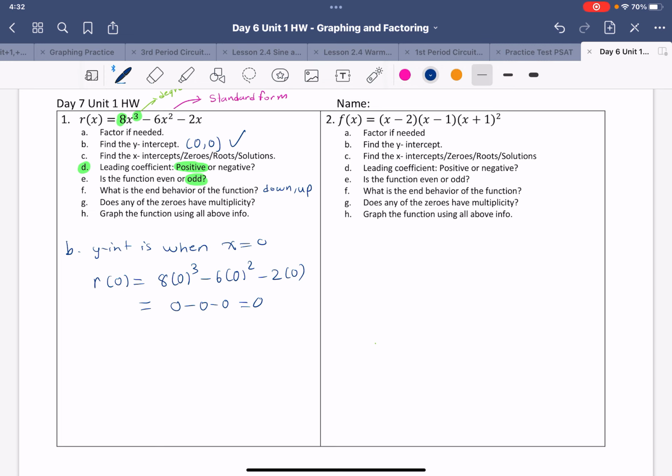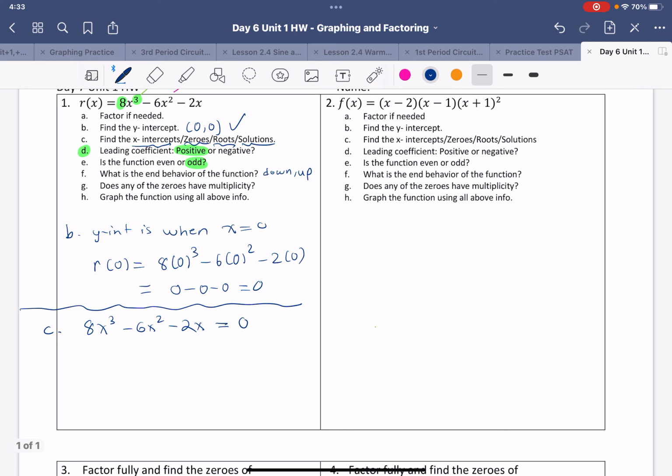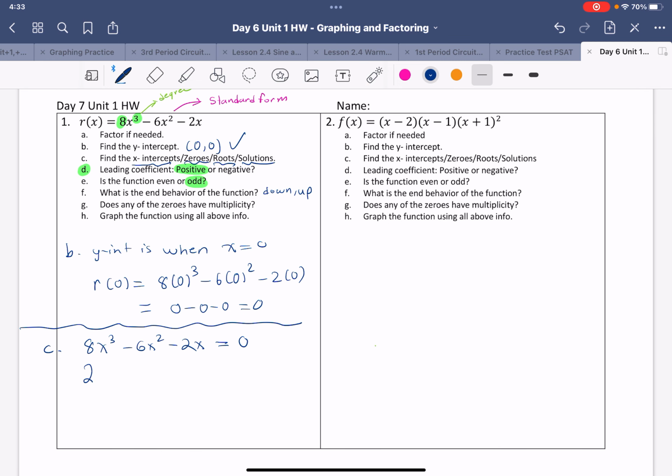So let's take 8x cubed minus 6x squared minus 2x. And we're going to set this equal to 0. The reason why we're setting it equal to 0 is because your y value is 0 when you're looking for your x-intercepts. And don't forget, x-intercept is the same thing as zeros, roots, or solutions. So when I look at a factoring problem, I always try to find the GCF. So 8, 6, and 2 are all divisible by 2, so I can take a 2 out. If I have 3 x's, 2 x's, and 1 x, I'm allowed to take 1 x because that is the most each term could give.